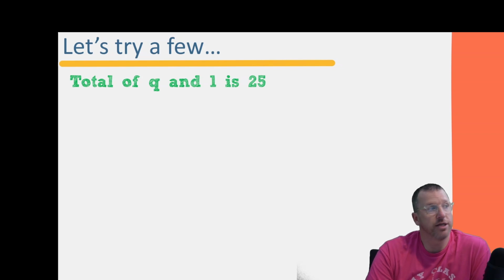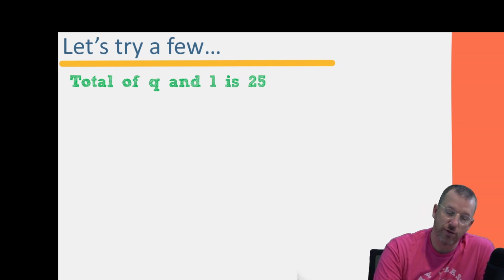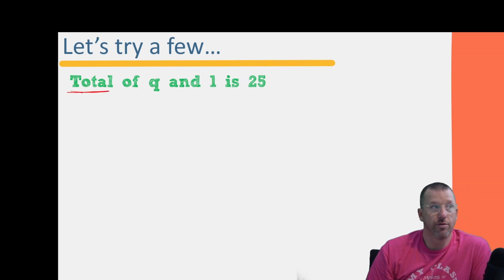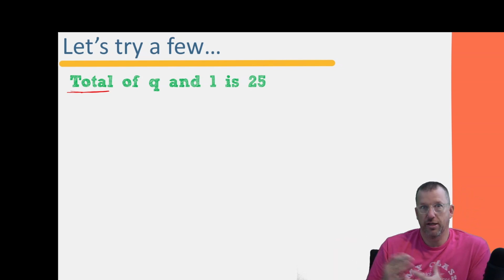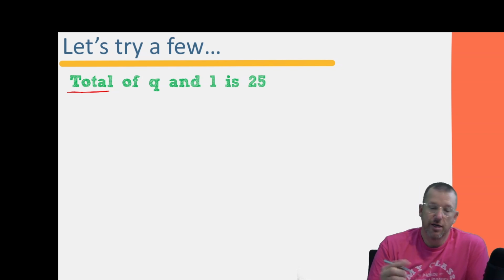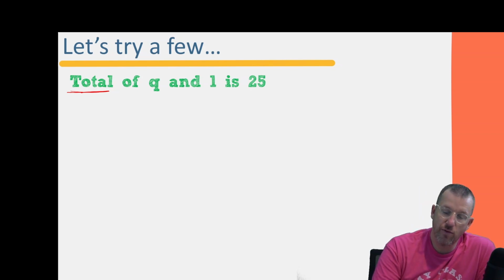We're just trying to write the equations. So the total of Q and 1 is 25. Let's look for buzzwords. I see total. That's going to be a big deal. Total means you've got some things, you've got some other things, and when you total them, you have this one other thing. So the total of Q and 1. It wants us to total up Q and 1.